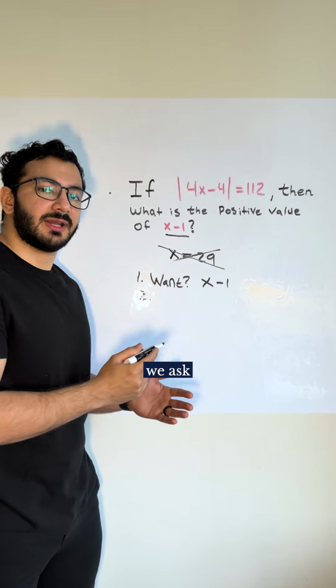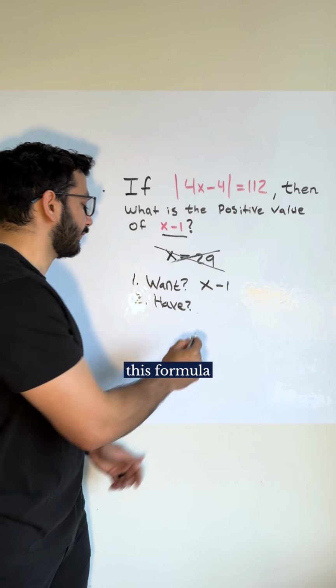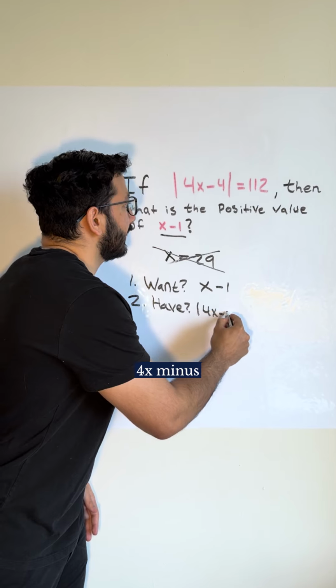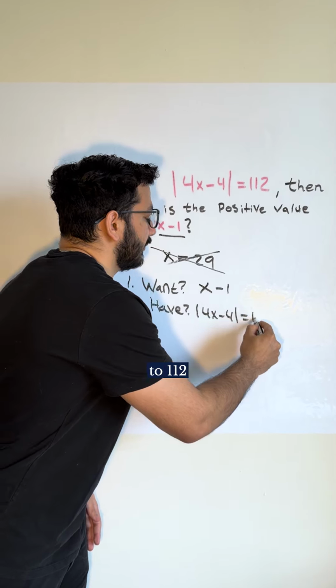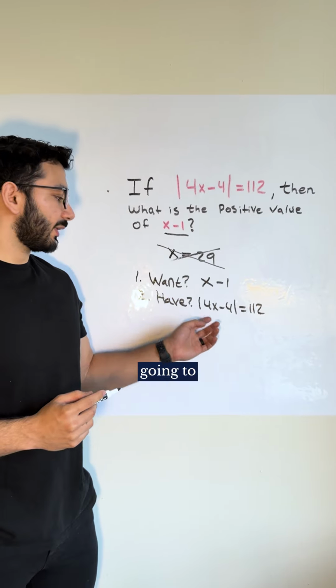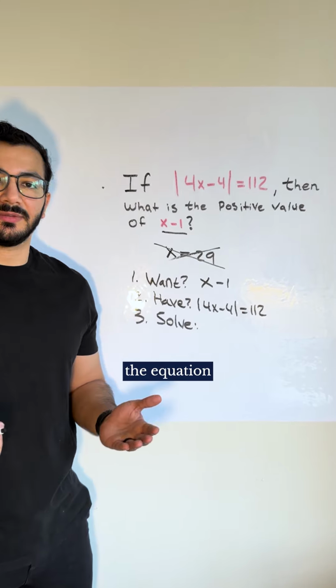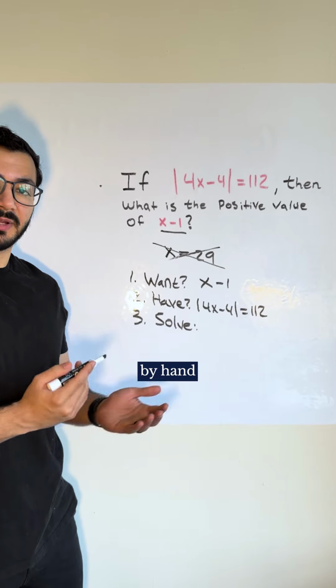The second question we ask ourselves is, what do we have? Well, in this case, we have this formula, the absolute value of 4x minus 4 is equal to 112. And it's very clear from this that we're going to have to be solving for x. So the last step here is to solve the equation. So let's go ahead and do that by hand.